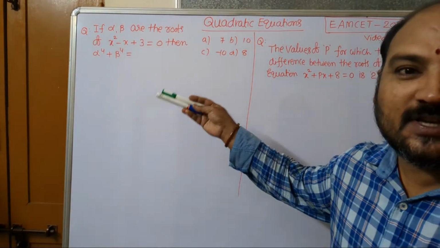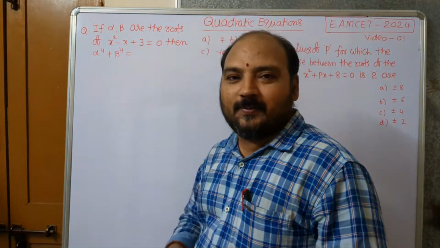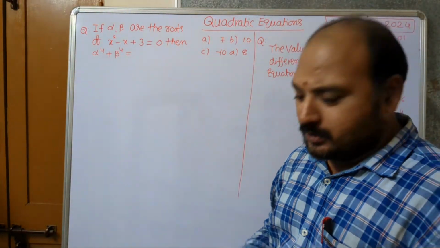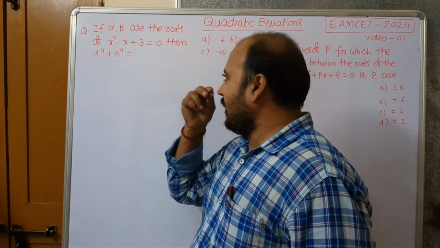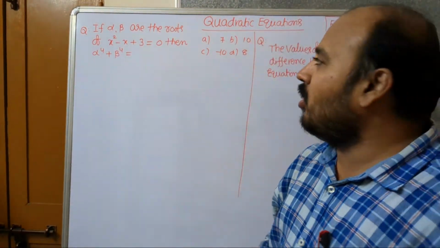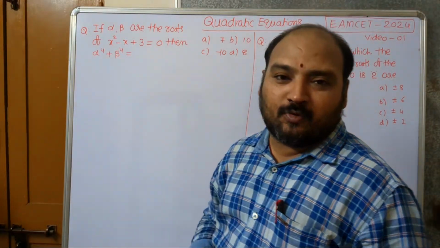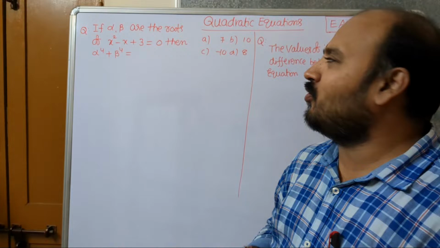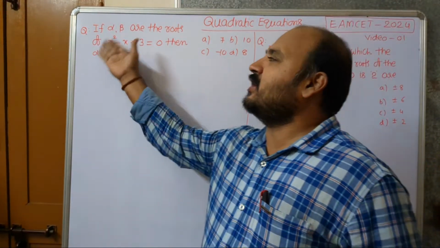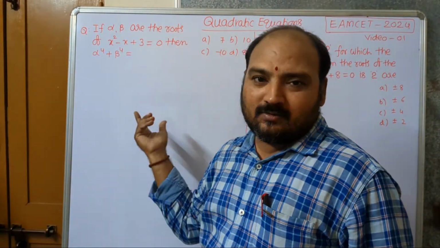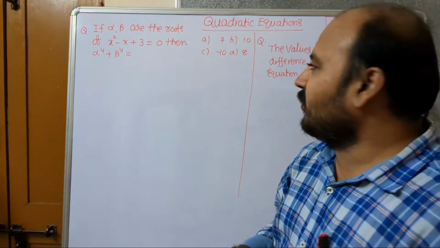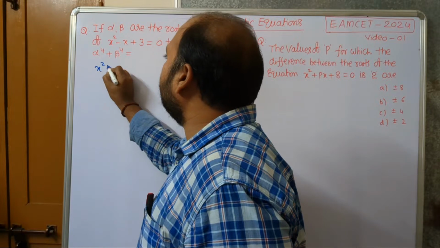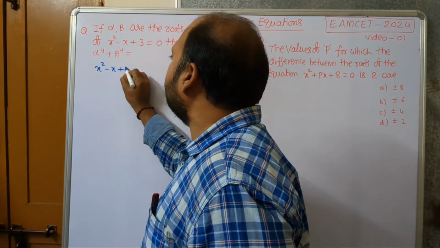So now let us have a discussion. Question here. If alpha, beta are the roots of the quadratic equation x square minus x plus 3 equal to 0, then alpha power 4 plus beta power 4. So generally our idea will go finding alpha, beta, after that power raised to 4 and then add. So it is difficult. So first, the given quadratic equation is x square minus x plus 3 equal to 0.